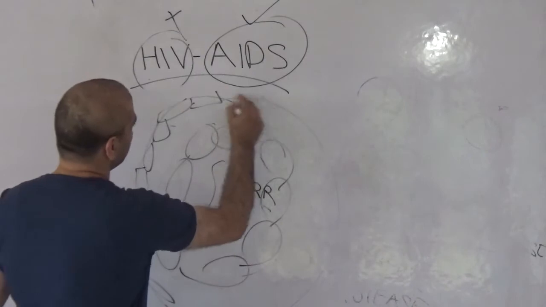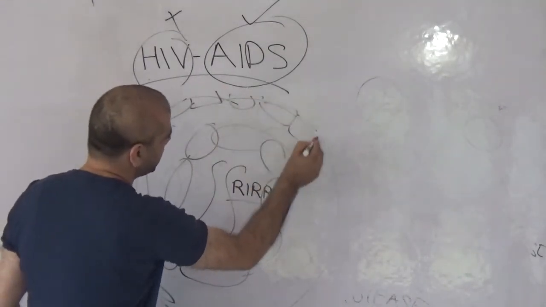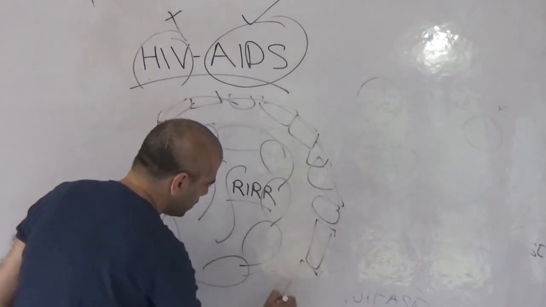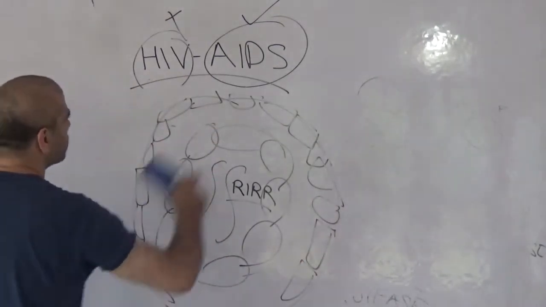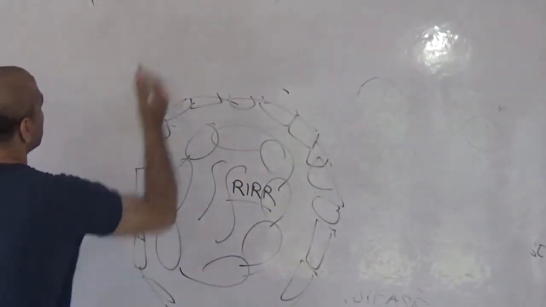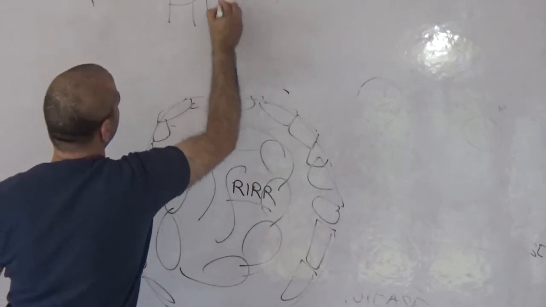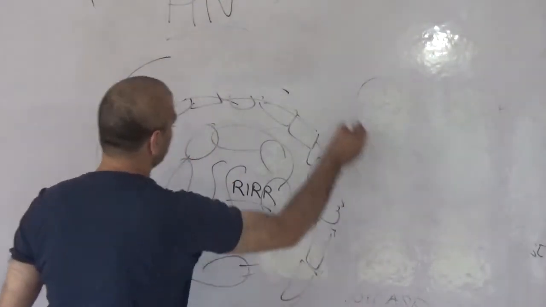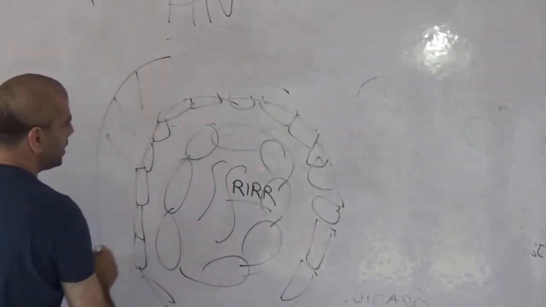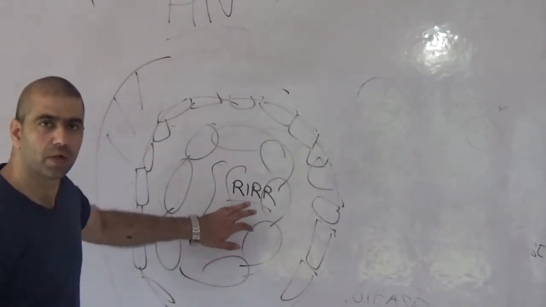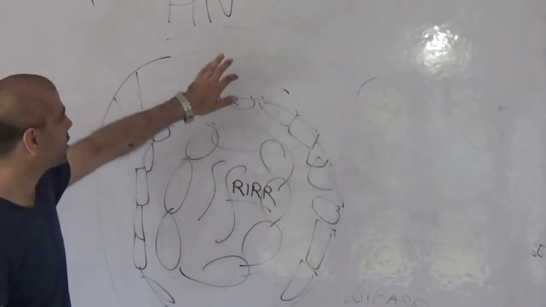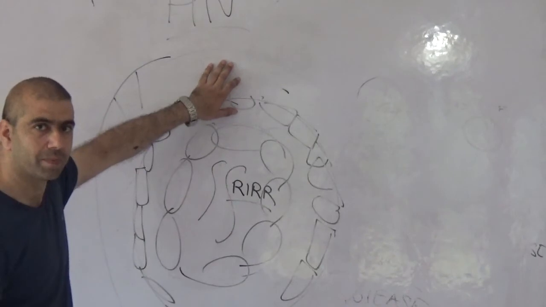And finally, over this matrix, you will find a third layer. And that third layer is your phospholipid bilayer. So in short, you will find that the genetic material, the core and the capsid is first coated with matrix proteins, and that matrix proteins are then covered with your phospholipid bilayer.